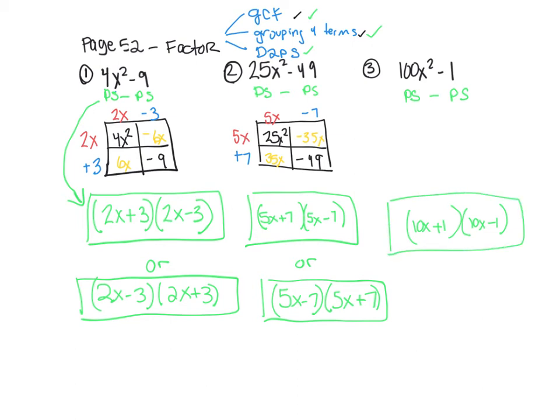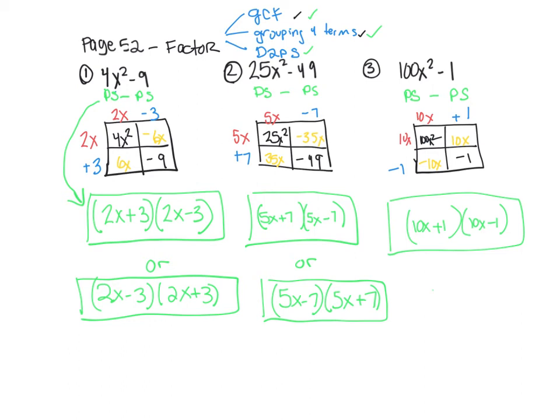If you need to visualize and want to use the box to help your thinking, you would start by saying, well, this is 100x squared, and this is a negative 1. So I know that my 100x squared is 10x and 10x. And I know that 1 can only be 1 times 1. And for it to be a negative 1, that must be a negative 1 and a positive 1. And what would happen then with our middle two terms is that we would have a positive 10x and a negative 10x, and they would end up canceling out.